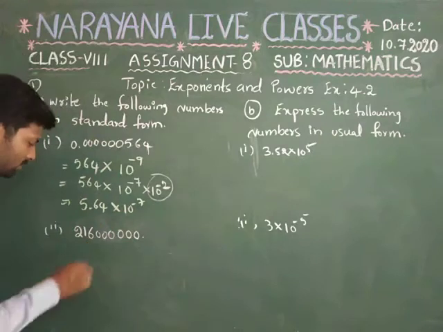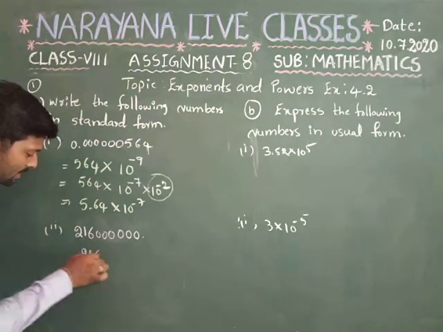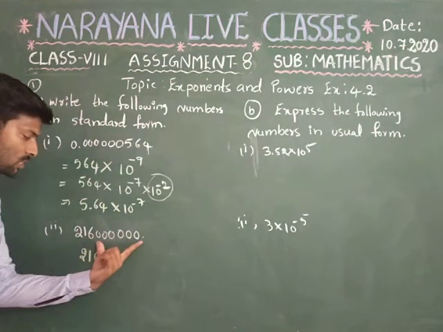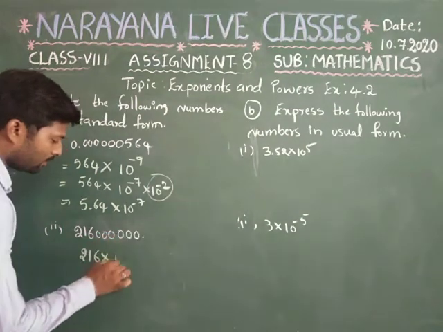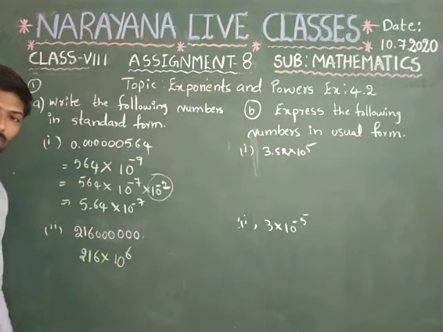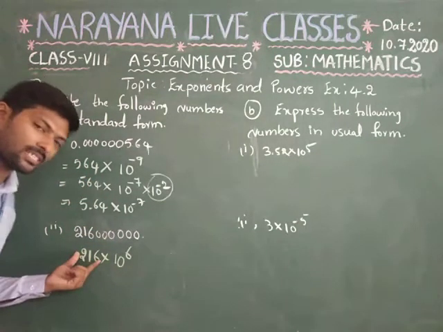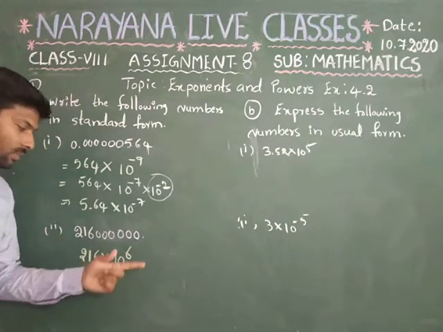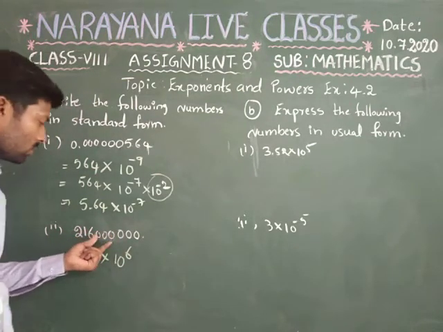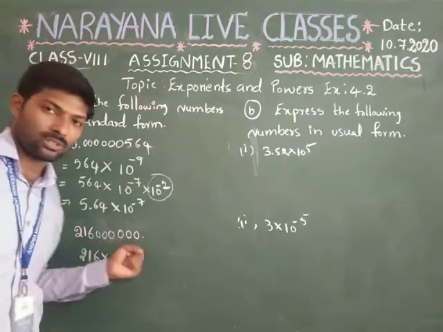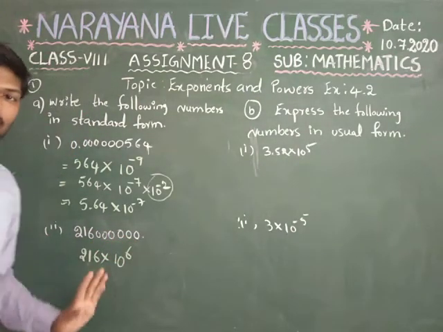Similarly, for this one, here it is 216 into zeros. Just count: 1, 2, 3, 4, 5, 6. Let me take it as 10 power 6. That is 216 into 10 power 6. So this is the standard form of 216 followed by six zeros. This is how we are going to write in standard form.